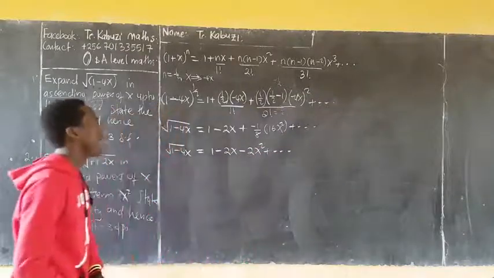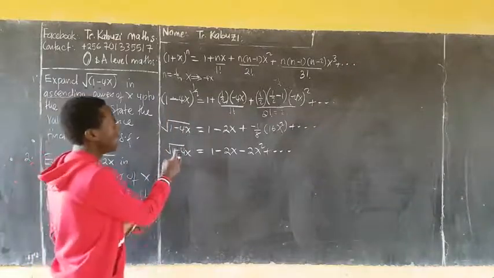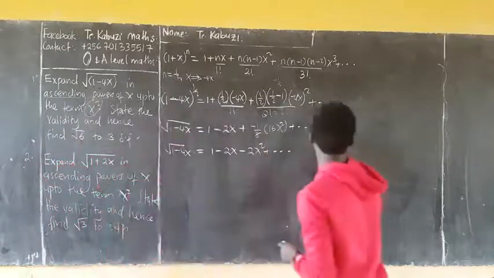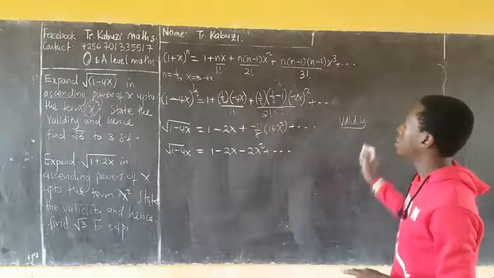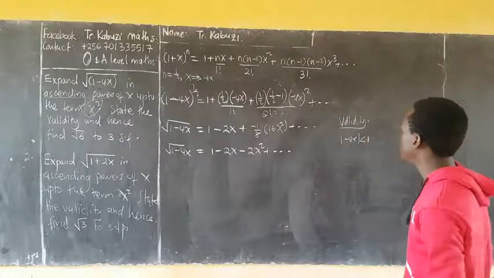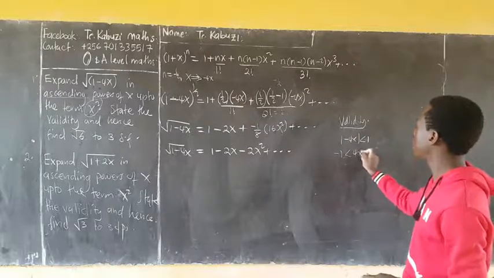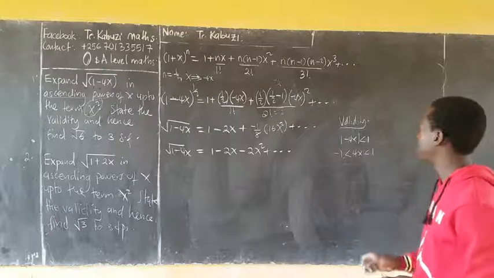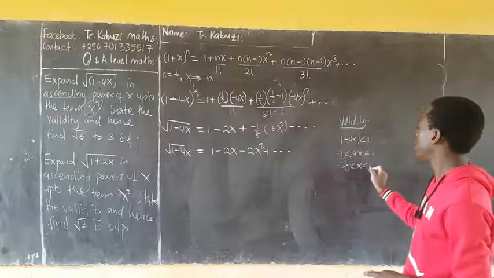Now they are asking us for the validity. The validity just uses this term here. So you say validity: the modulus of negative 4x is less than 1. Now we expand this. This is negative 1 less than the modulus of this, which becomes 4x less than 1. Divided through by 4, already here we should remain with x. So divide through by 4, so I have negative 1 over 4 less than x less than 1 over 4.